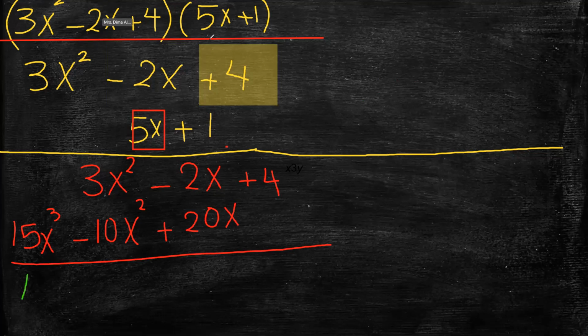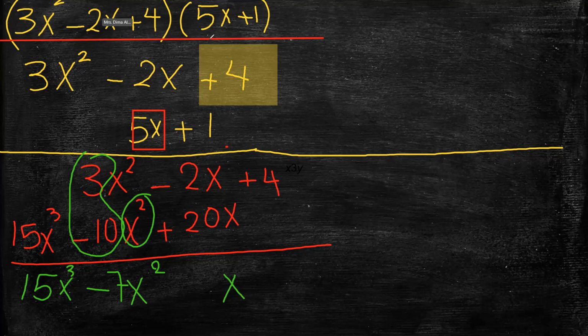15x cubic. Then here we have the same expression, the same variables. Take one of them and then add the coefficients. 3 minus 10 is negative 7. Then here we have 1x. Then negative 2 plus 20, you have to add the coefficients. It's positive 18, plus 4. This is now the final answer if you multiply a trinomial with a binomial.